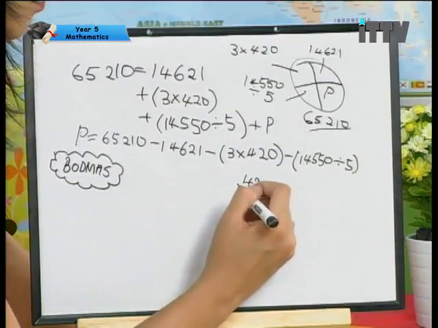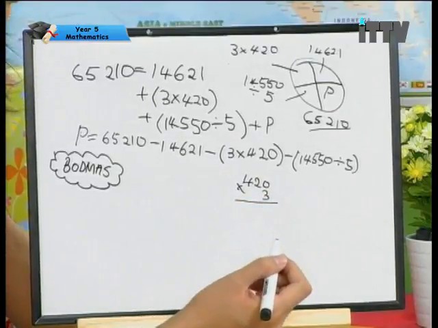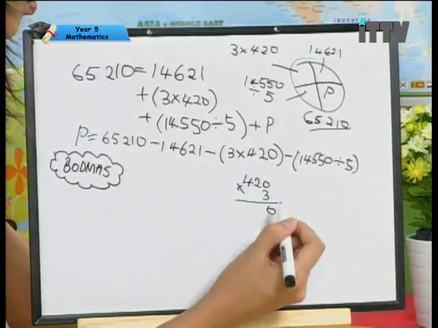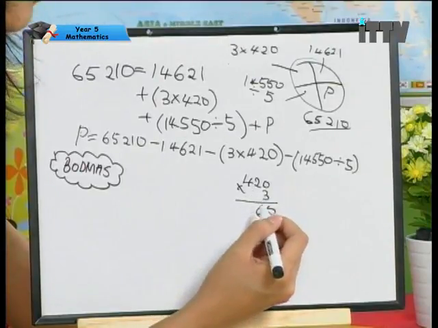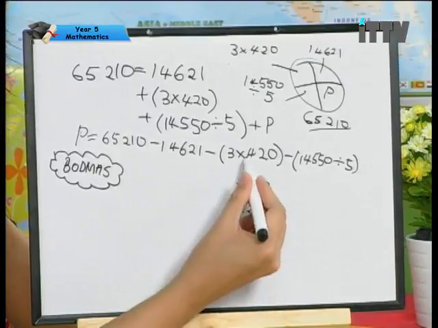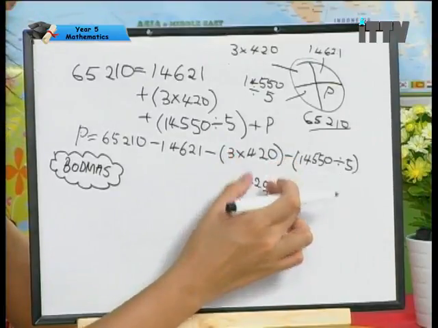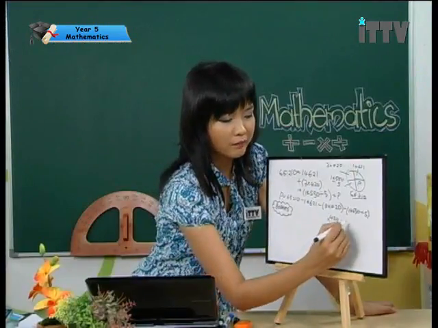Now, let's try to do this first. 420 times 3. Now, count with me. 0 times 3, 0. So 2 times 3, 6. 4 times 3, 12. So, the answer for this bracket is 1260. How about for this bracket?